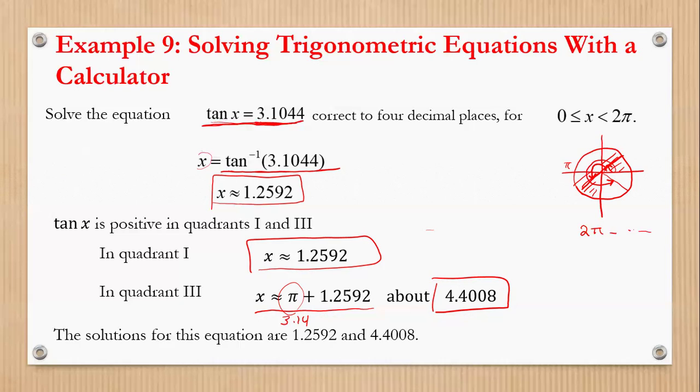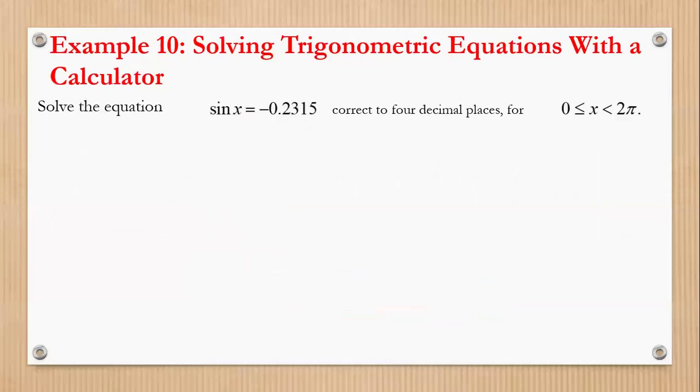Let's look at another example. We want to solve this equation. Again, the sine of x is equal to a negative decimal number. That decimal number is not familiar to me, so I have no choice but to use the calculator. I need to use the sine inverse key, because I'm looking for an angle whose sine is negative 0.2315, and that angle is 0.2336.